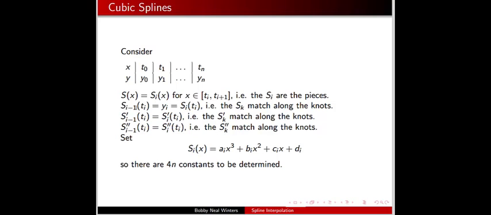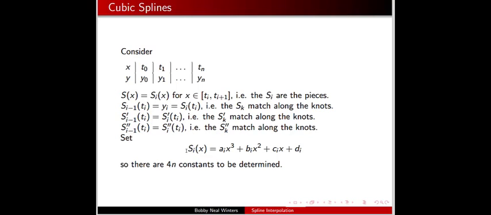And we're going to say that s_{i-1} of t_i is equal to y_i, which is equal to s_i of t_i. So the s_k are going to match up with each other along the knots. We're going to have this condition here, which is our technical way of saying that the s_k prime are going to match along the knots. And we'll have this condition here, which is the technical way of saying that the s_k double prime are going to match along the knots.